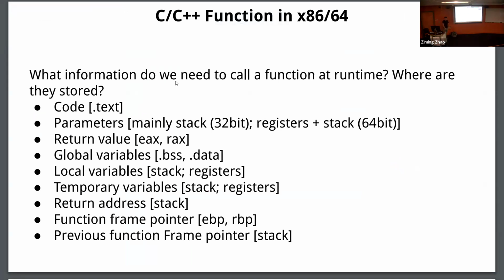Okay, so what information do we really need here? We need code. Okay, that's the .text section. We need the parameters. For 32-bit, we use the stack to pass parameters. 64-bit, registers first. If registers are not enough, we use stack. Return value, we put in EAX in 32-bit or RAX in 64-bit. That's where we put the return value. If the function returns 0, then the EAX will have the value of 0.